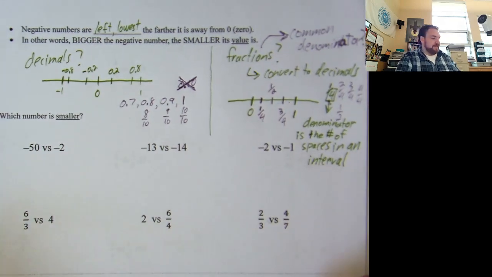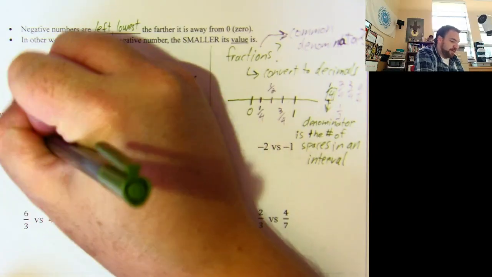Okay, so let's crank out some easy ones. Which number is smaller, -50 or -2? -50. How do you know? Give me some justification for that. It's farther left on the number line. Because it's bigger and negative. So it's going to be further left, which means this is the smaller number.